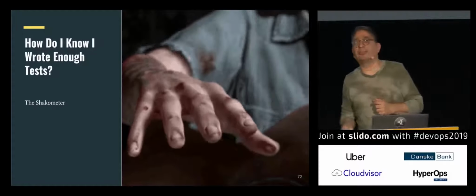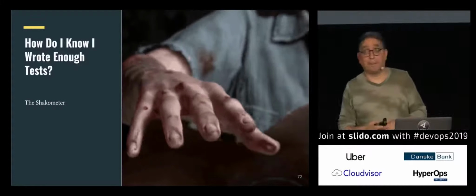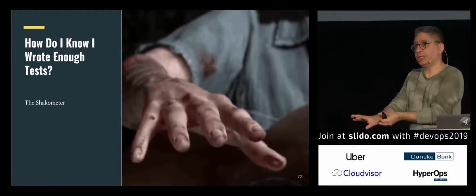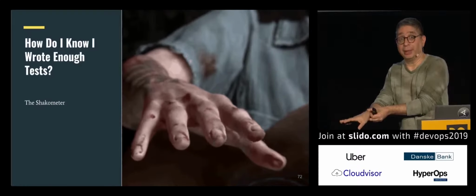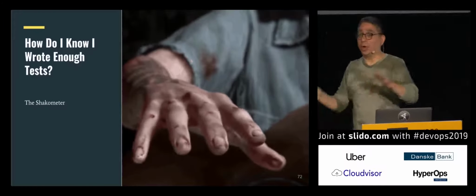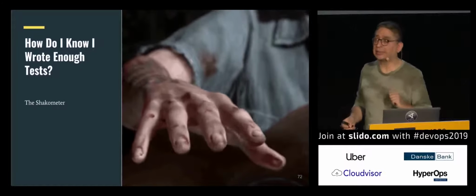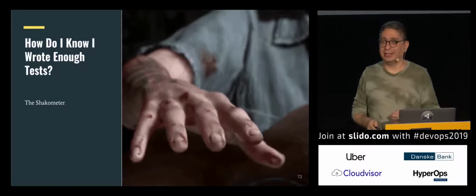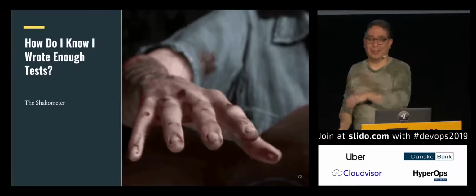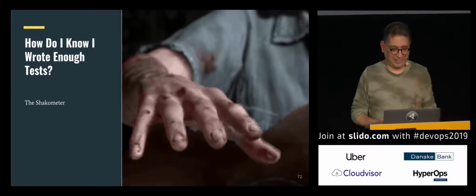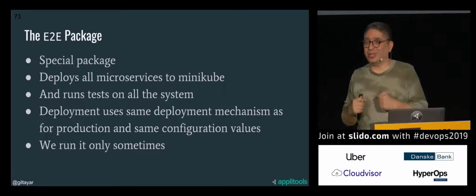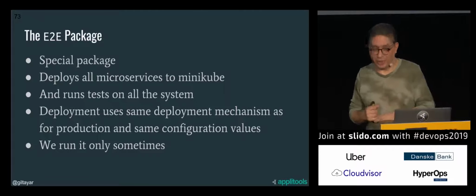And how do I know I wrote enough tests? I call it the shakeometer. It checks how much my hand shakes when I press deploy. If it shakes, I don't deploy. I go back, write some more tests, and then try the shakeometer again until I'm fine with it. Coverage, all those metrics, come on. Shakeometer. Believe in yourselves. Believe in your intuition. Really, you're much smarter than you think you are.